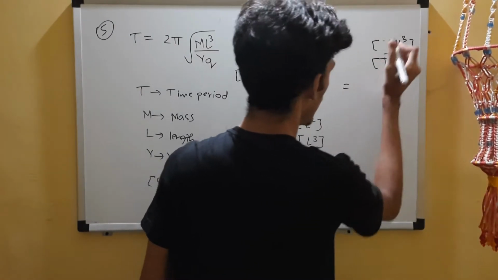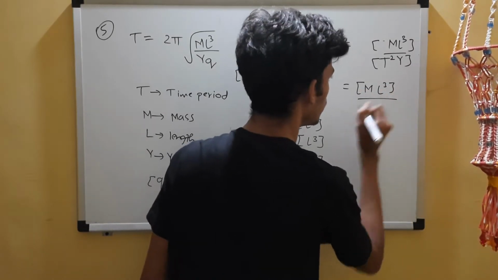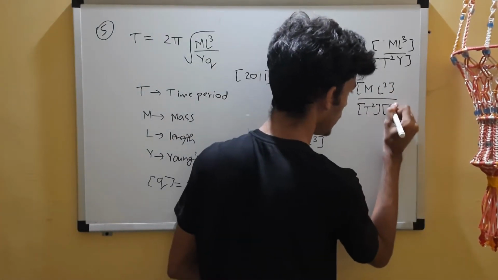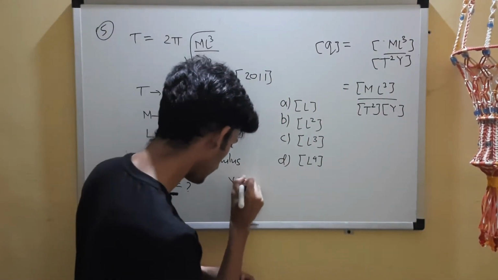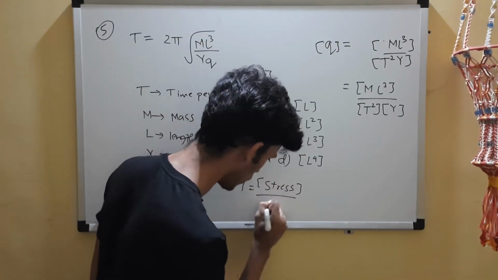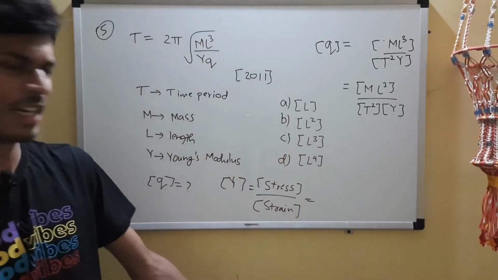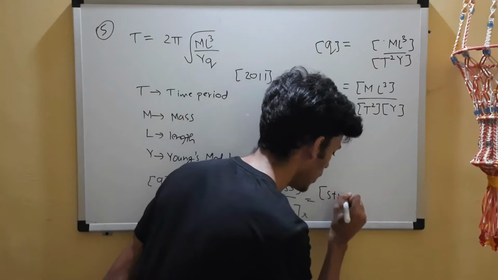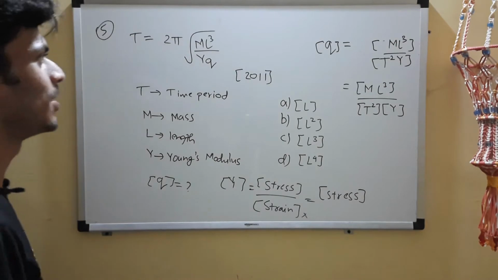Okay, so M has the same dimensional formula, L cube, right? They are mass and length. T is time, so again the same thing. Y is Young's modulus, so we have to look out for the dimensions of that Young's modulus. Young's modulus is nothing but stress by strain, right? It is the ratio of stress by strain basically. The strain is dimensionless, so basically Young's modulus has the same dimensions as stress, something which we discussed previously also.